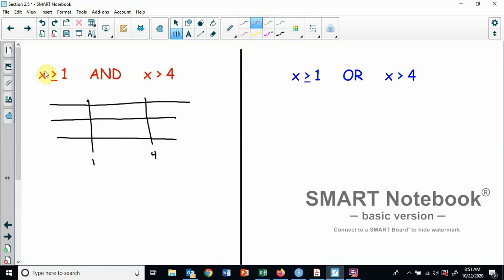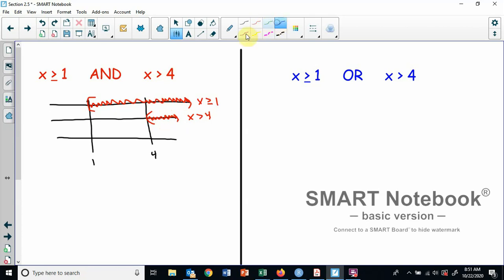Alright, so let's get some color here. Let's graph the first one. X is greater than or equal to 1. So let's see, go to 1, greater than or equal to, so that'd be a square bracket. And greater than is this direction. Alright, excellent. Let's graph the second one. X is greater than 4. So greater than, that's a parenthesis, right? And we shade in this direction.